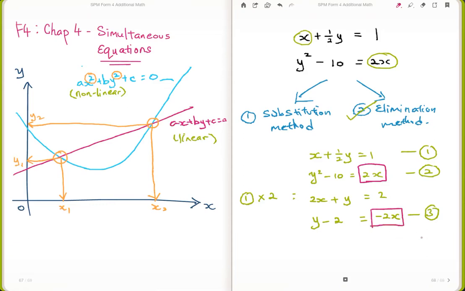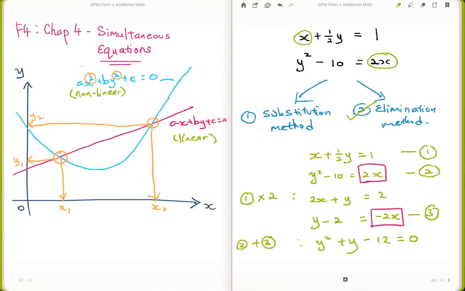So what I'm going to do next would be, I add them, I sum them. Equation 2 plus 3. If I sum them, I'm going to eliminate the 2x. 2x plus negative 2x is 0. Therefore, the equation will turn out to be y squared plus y minus 10 minus 2, negative 12, equals to 0. This is a quadratic equation.